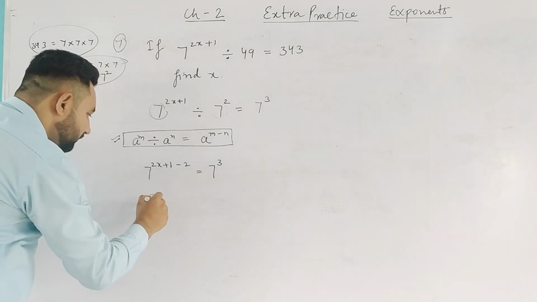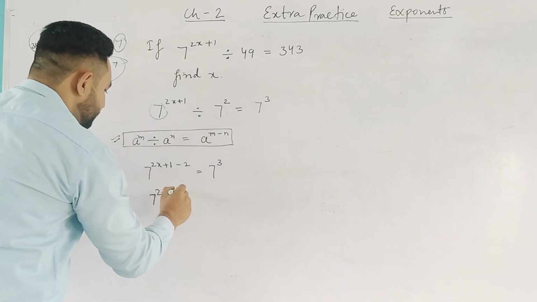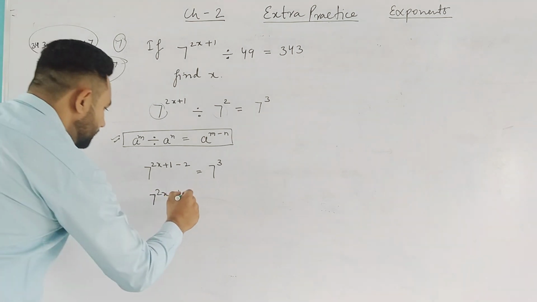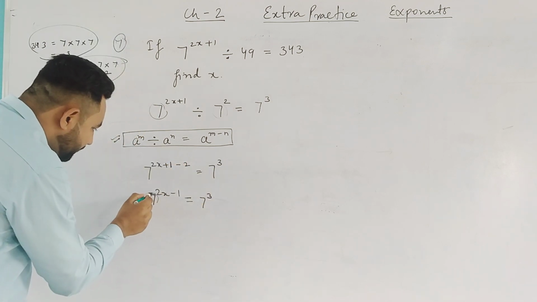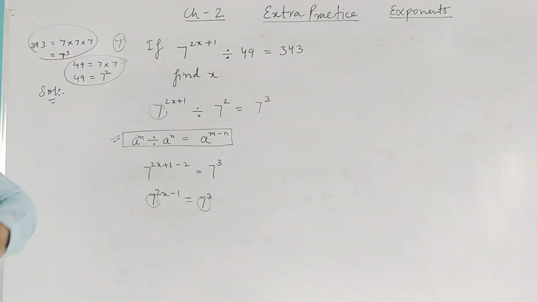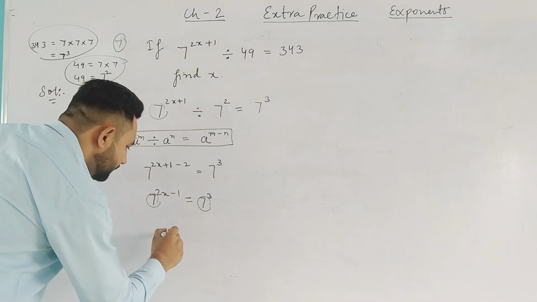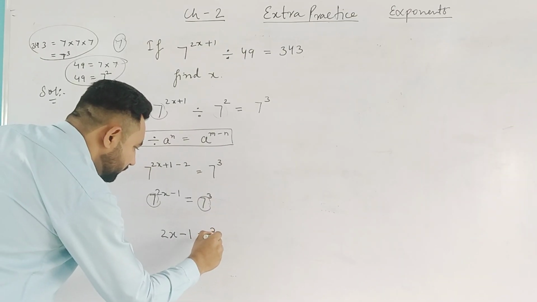Now 7 to the power 2x, 1 minus 2 is how much? Minus 1, right? Is equal to 7 to the power 3. Now on both sides the bases are the same. On the left hand side as well as on the right hand side, what is the base over here? 7. So we can equate the powers. What is the power? 2x minus 1 equals 3.